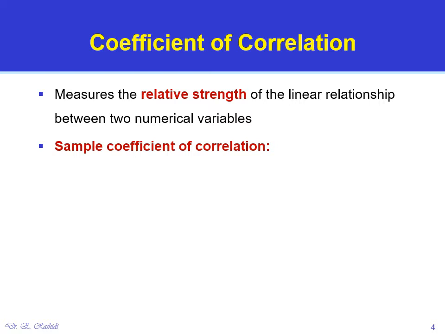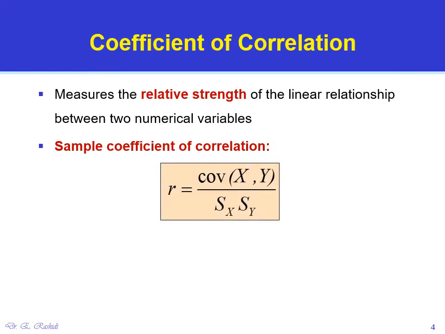Sample coefficient of correlation formula. We show the coefficient of correlation with r, and that's equal to the covariance of x and y divided by s of x, the standard deviation of x, and s of y, the standard deviation of y. So the coefficient of correlation r and covariance are related, as you see in this formula. r is equal to the covariance of the two random variables x and y divided by the product of the standard deviations, s of x and s of y.